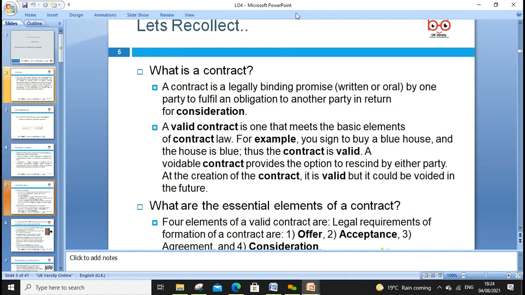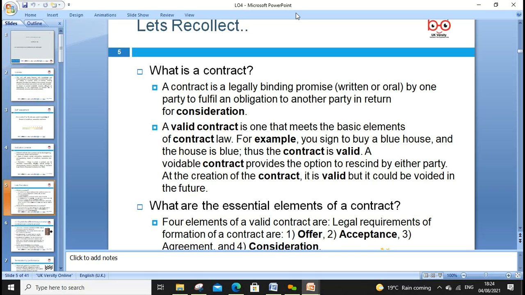Yes, what is a contract? In lesson 1, in LO1, we also mentioned it is a legally binding promise, written or oral, by one party to fulfill an obligation to another party, which is called consideration. A valid contract is one that meets the basic elements of a contract. A contract can be a voidable contract, which provides the option to reclaim by either party, and at the creation of the contract it is valid but could be voided in the future.